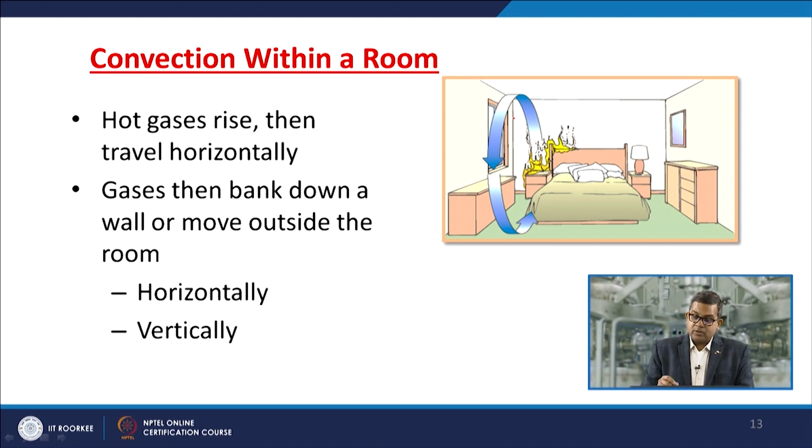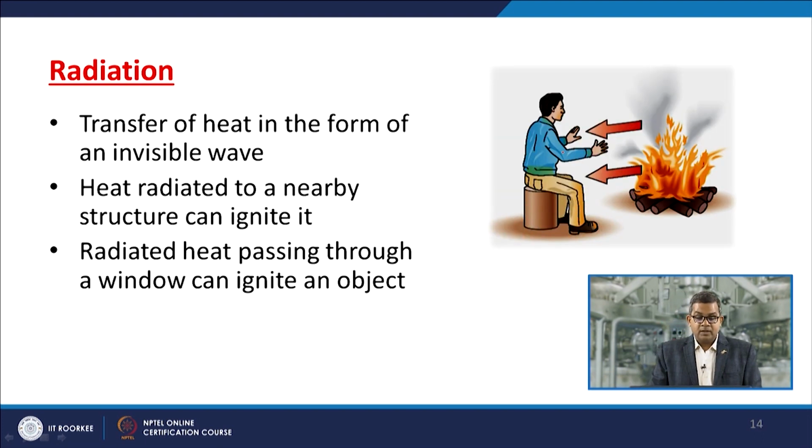So there may be a chance of formation of this type of convective layers, and these hot gases usually travel horizontally, then bank down a wall or move outside, and sometimes move horizontally or vertically. And whatever toxic gas is being generated, somebody who is within this room may inhale it in due course of time, and it may create a future problem, or it may create an immediate problem.